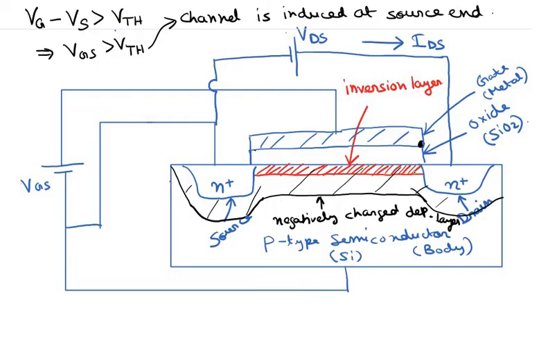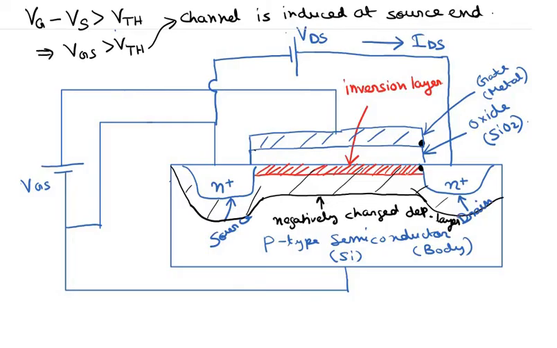Okay, I again repeat that when VDS is not equal to 0, in that case the potential at the drain is not equal to the potential at the source. So under such a condition, the channel would be induced at the drain end when the potential difference between this point over here and this point, which is basically the part of the body which is attached to the drain, is basically greater than the threshold voltage.